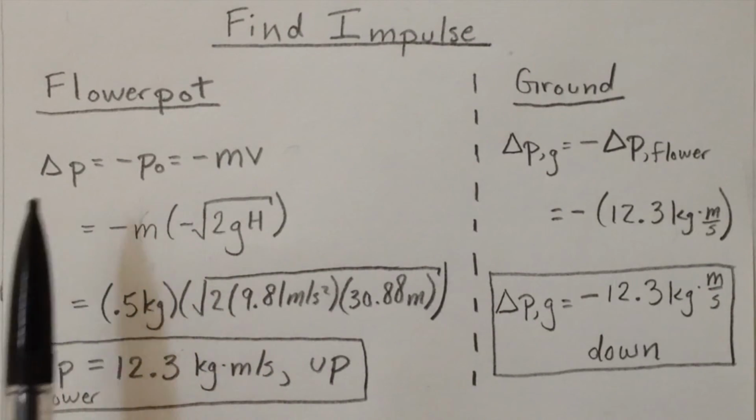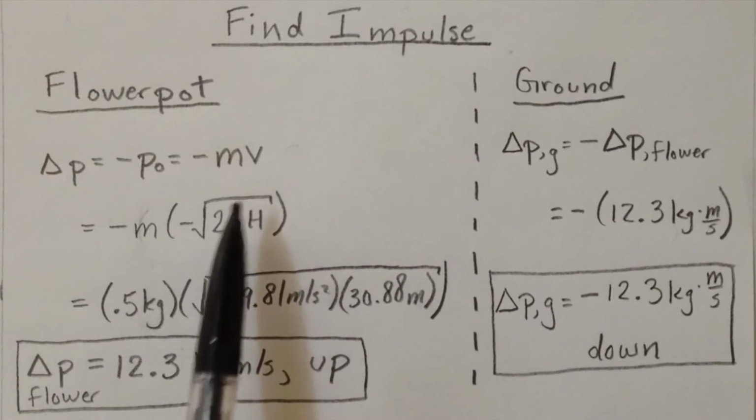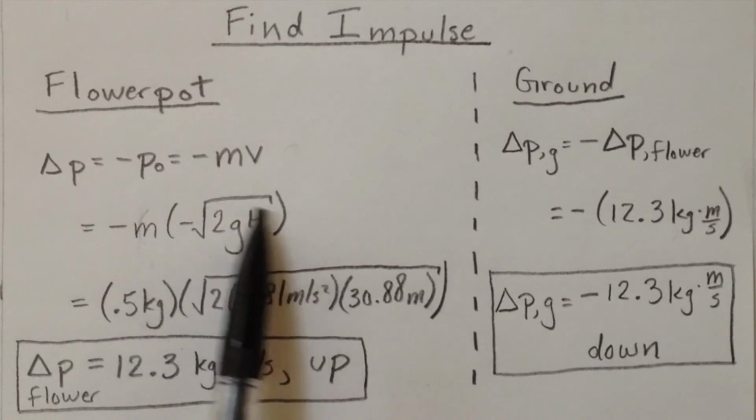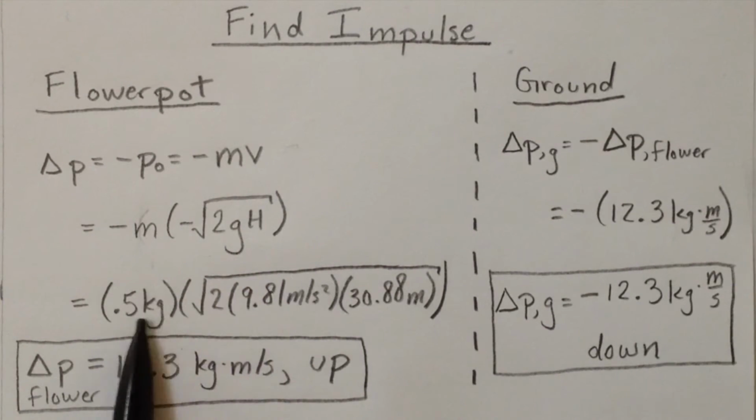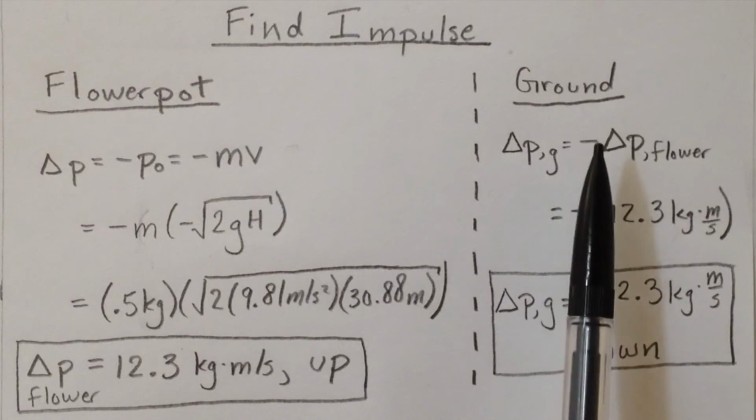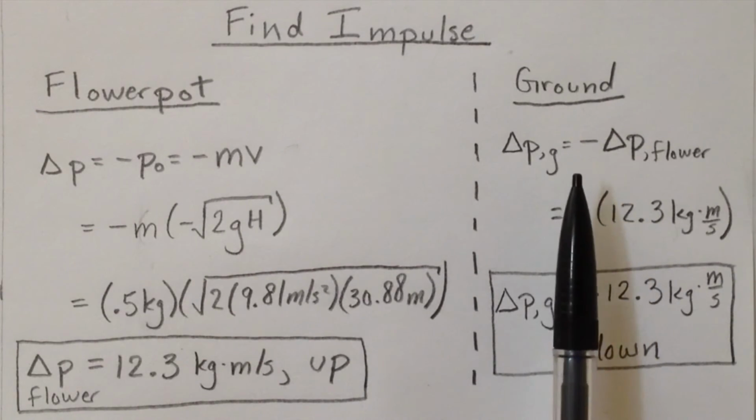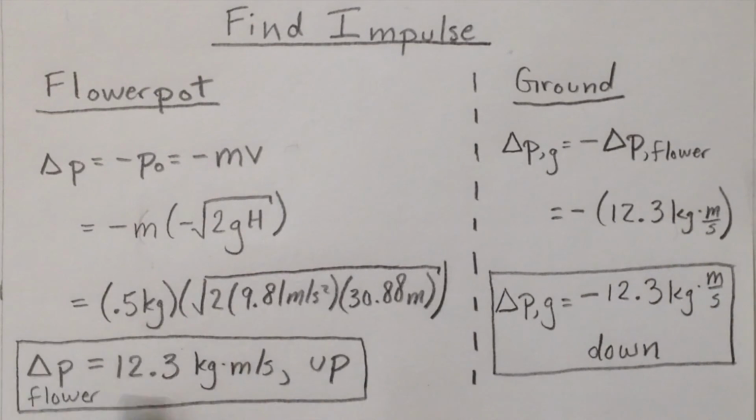To find the impulse the flower pot receives from the ground, we substitute in our expression for velocity and plug in the numbers given in the problem statement to find that the impulse the flower pot receives from the ground is equal to 12.3 kilograms times meters per second, and it's directed up. Similarly, the impulse that the ground receives from the flower pot is equal to negative this number, so that is equal to negative 12.3 kilograms times meters per second, and it's pointed down.